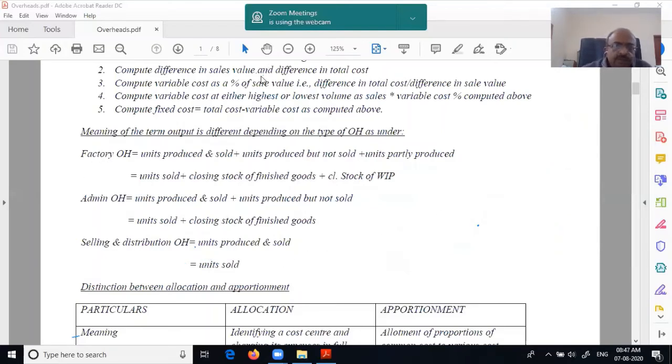So for that purpose, suppose you want to find the factory overhead rate. What quantity will you divide? Cost is here. What quantity? That output. For that only this guidance is there. This output should be units produced and sold, units produced but not sold, and units partly produced. This is the idea.